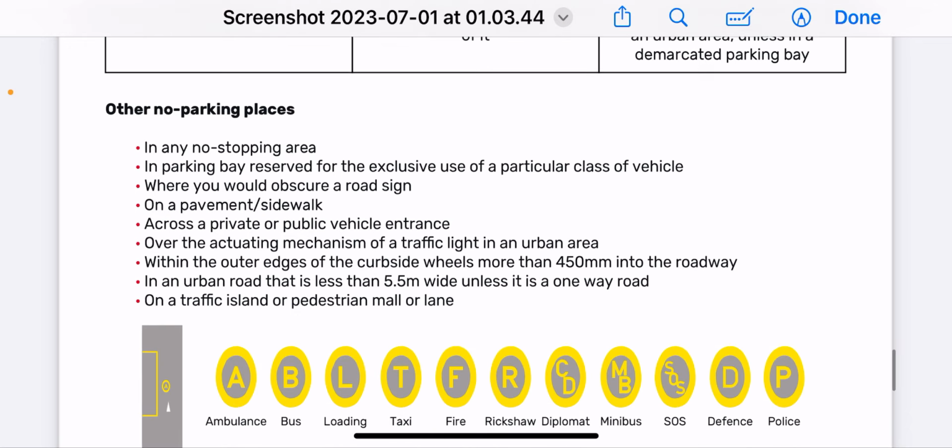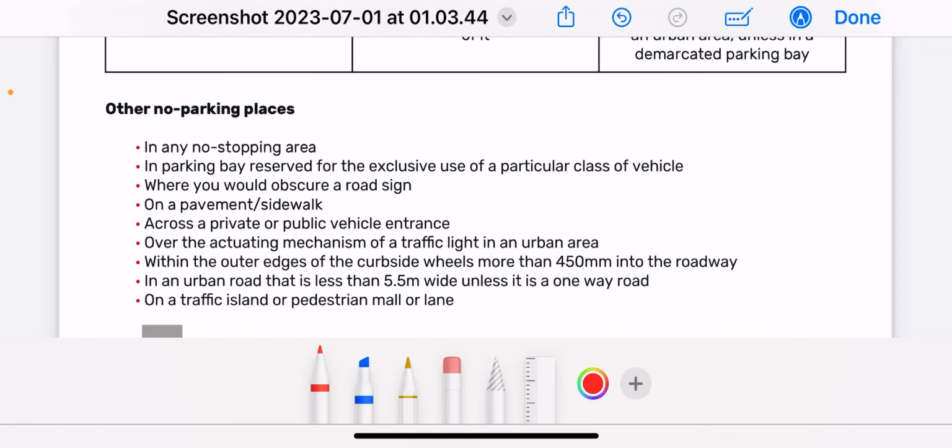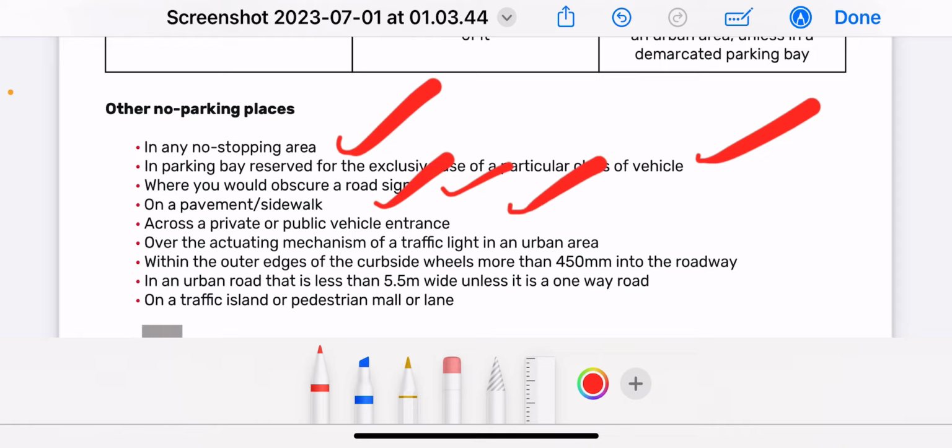Okay, and then there are other no parking places. You do not park in any no stopping area. So where you are not allowed to stop, you are also not allowed to park. You cannot park in a parking bay reserved for exclusive vehicles. Where you would obscure a road sign on a pavement or sidewalk, you don't park. You don't park across a private or public vehicle entrance.